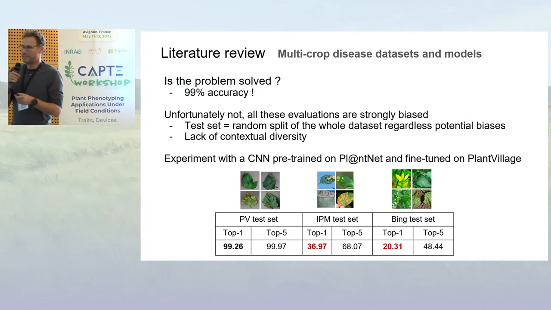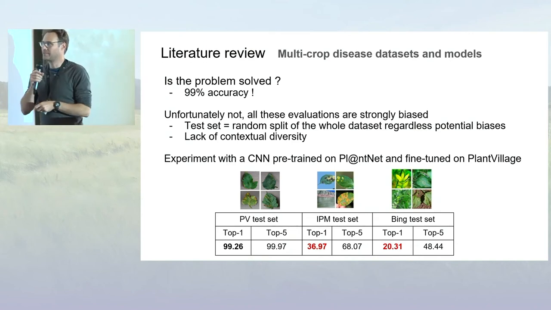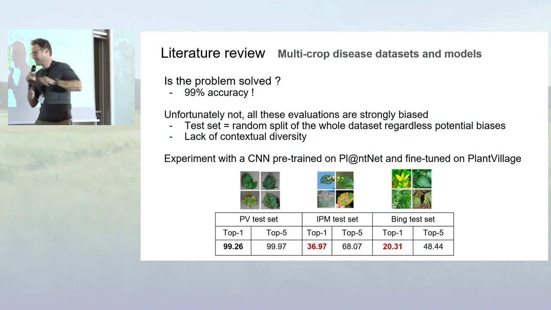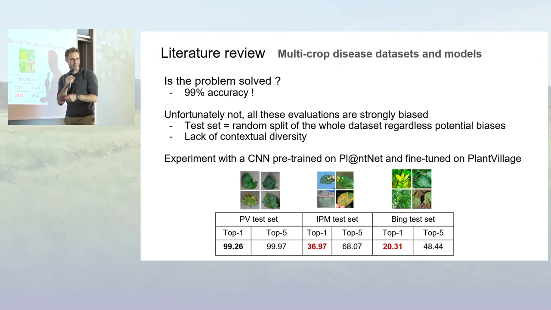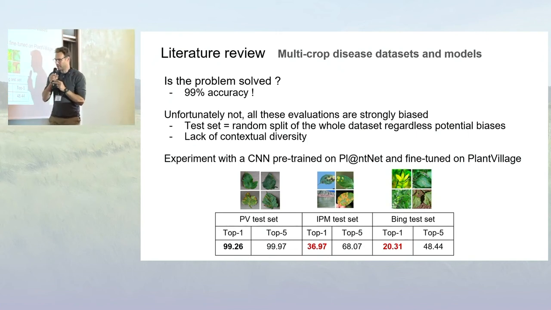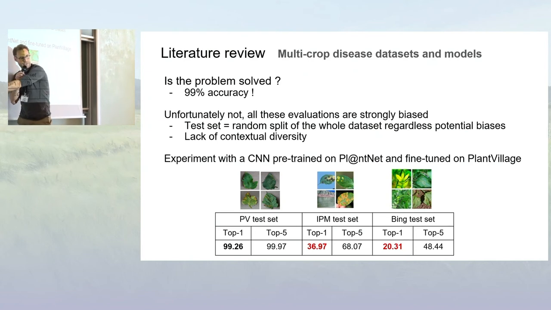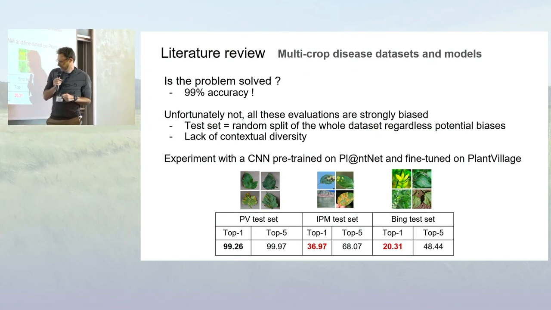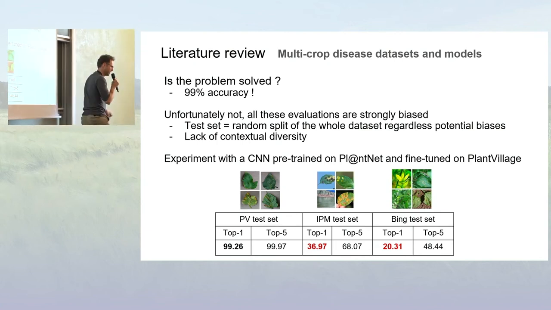What happens if you test a model trained on the PlantVillage data set on other data sets? Instead of having 90.97% accuracy, you have rather 36 or 20% accuracy, right?